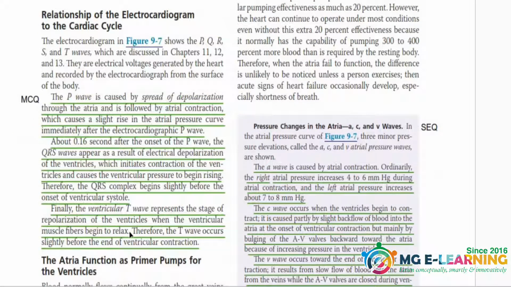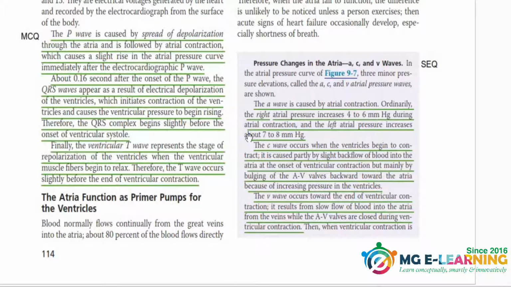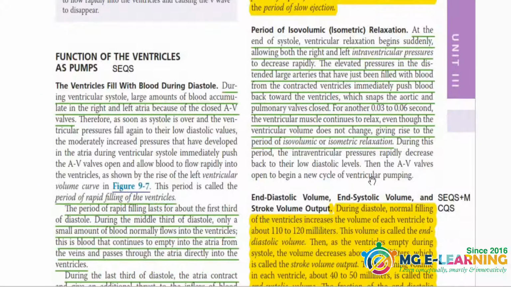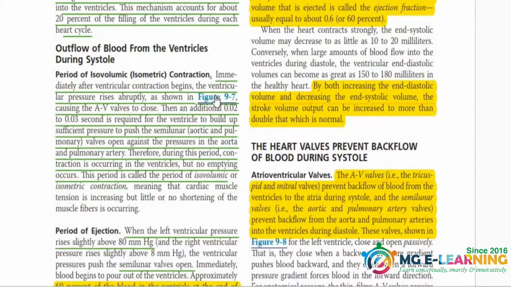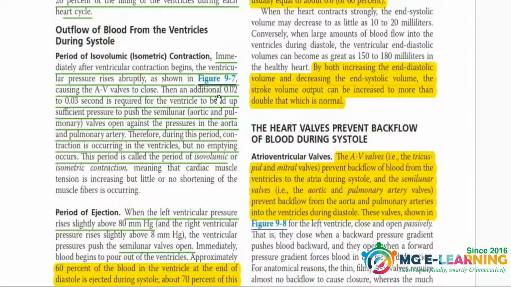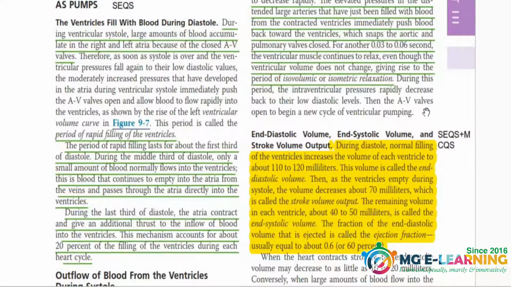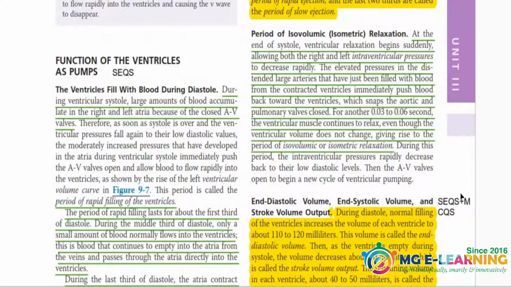Next, it is about the P wave, QRS and T wave. It is important for MCQ. This blue book is very important from the SAQ and LAQ point of view. You have to know about the A wave, C wave and V wave. Function of ventricles as pump is also very important for SAQ. You have to know its phases. Then end diastolic volume, end systolic volume, and stroke volume output are very important for SAQ and MCQ point of view.